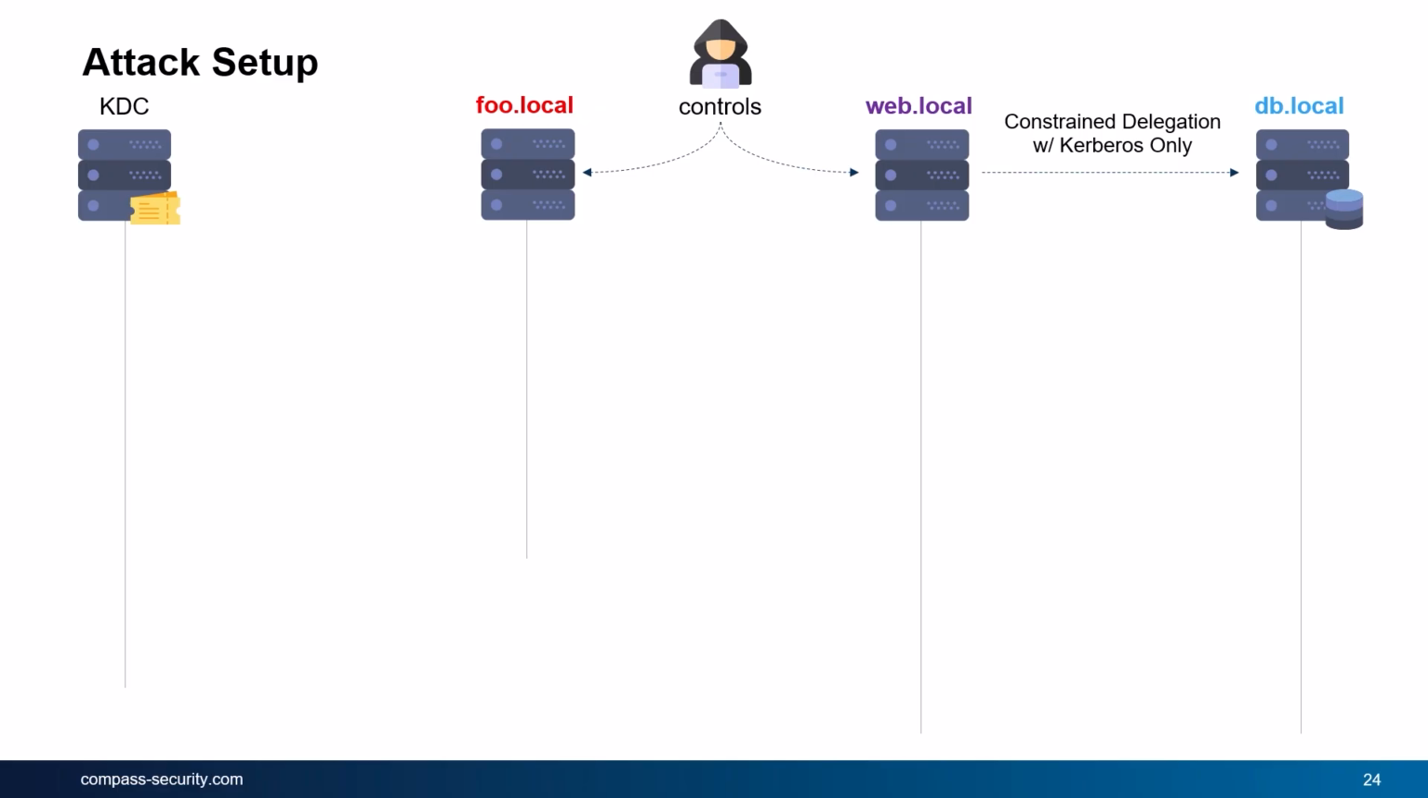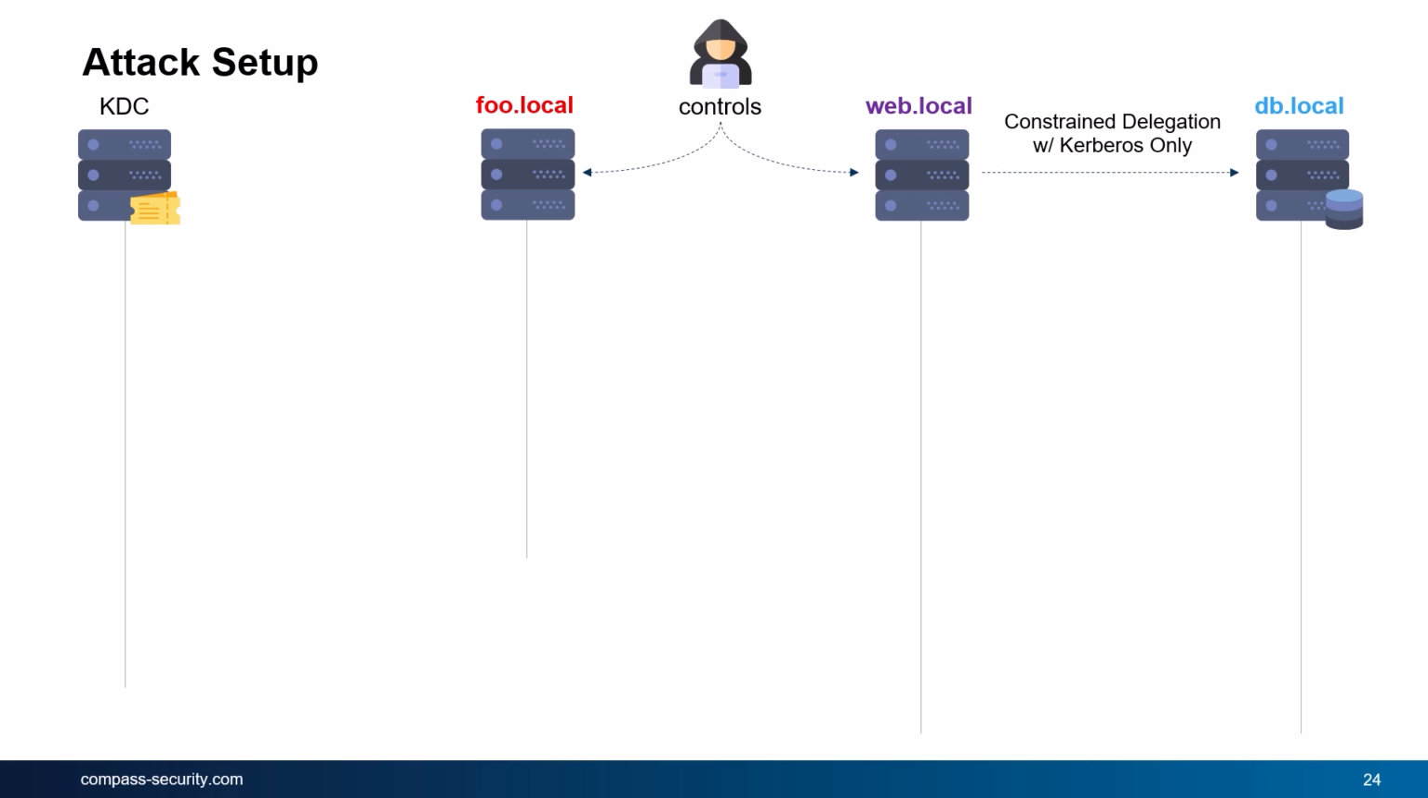Now, before we look into how RBCD could be abused for this, that would mean that we need an actual user to connect to web.local. So we have that user service ticket and can then use that service ticket in S4U2proxy to get a delegation ticket towards db.local. As you can see now on this diagram, there's no user present, so there's obviously a different solution for this, and that's where resource-based constrained delegation comes into play.